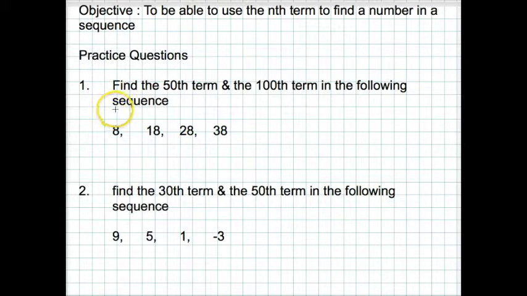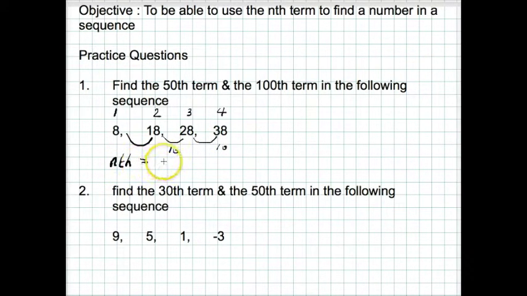So if I number these terms as the first term, the second term, the third term and the fourth term, what I could now do is work out my nth term. So I write down nth, and that's going to equal whatever this is going up in. Now this is going up in tens. You're adding on 10 each time.